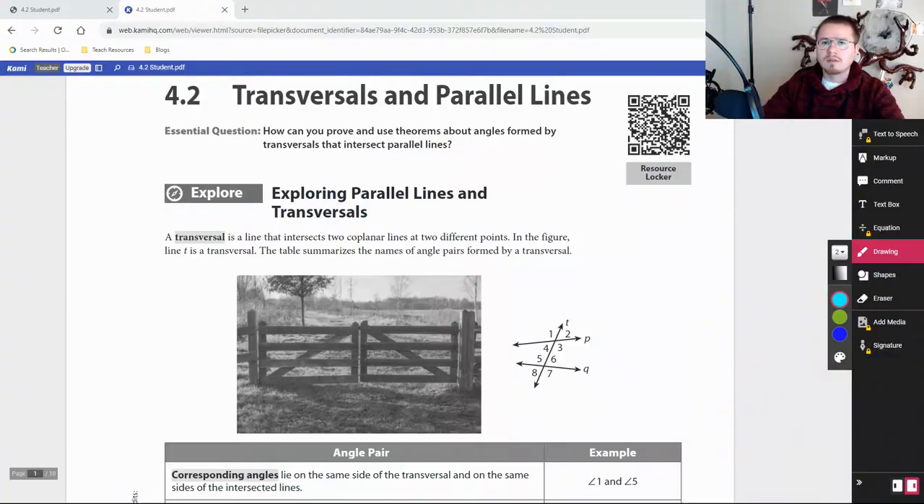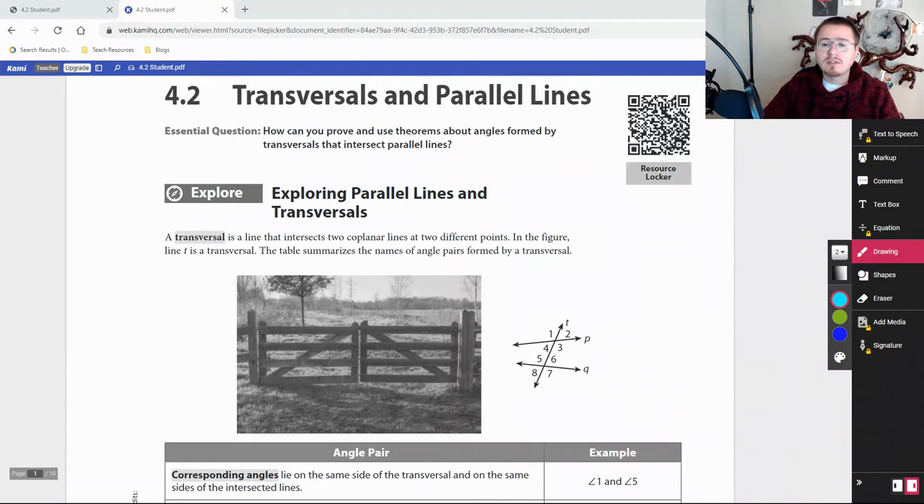Today we're going to be talking about lesson 4.2, Transversals and Parallel Lines. The essential question, the big idea today, is how can you prove and use theorems about angles formed by transversals that intersect parallel lines? Well, we have to know what all that stuff is, so let's do it together. And we'll come back and answer that question.